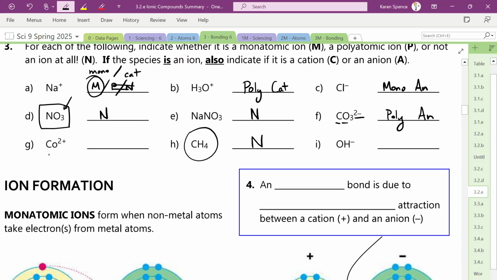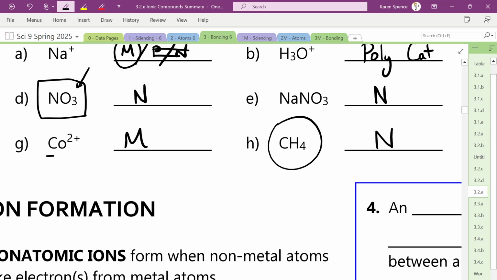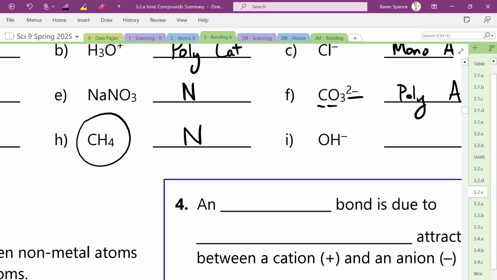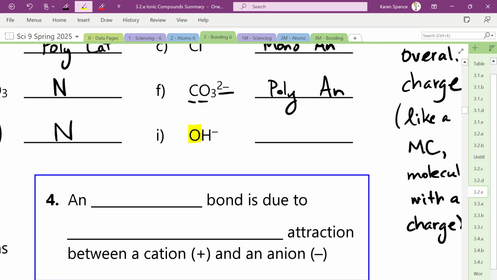Okay. And CO, there's only one capital letter, so that's monatomic. It's positive, so it's a cation. And if you want a different way to remember cation, C-A-T, cat. What does this letter look like? Looks like a positive. And anion has an N in the middle, and that's negative. Okay? So that's a monatomic cation. We have a non, and then we have two capital letters, so that is polyatomic. And it's negative, so that's an anion.